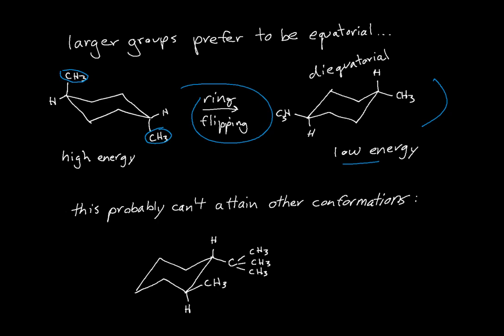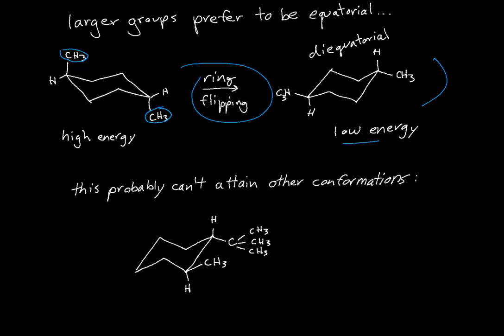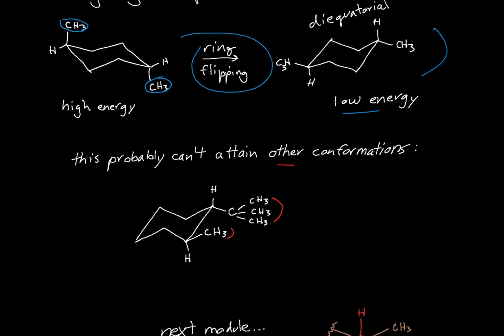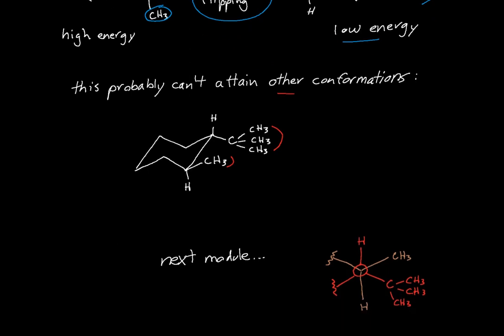A molecule like the one you see here probably can't get to other conformations. With this gigantic tert-butyl group and this methyl group, I doubt that this can ring flip to where those are both axial. So it gets to a point where the molecule will be more locked in one conformation versus another. Other molecules can be locked into one rotation versus another. It's called restricted rotation. So in the next module, we're going to continue with conformational analysis.